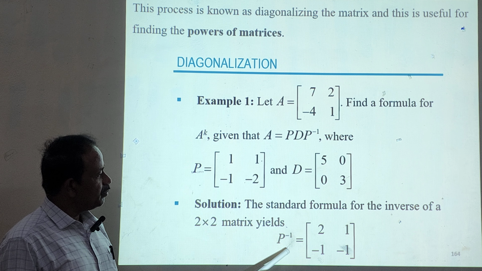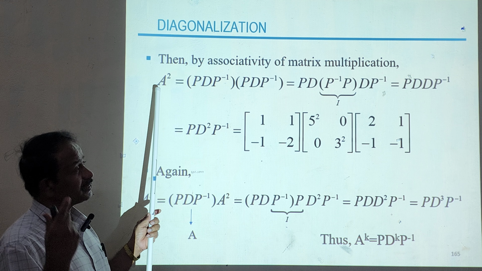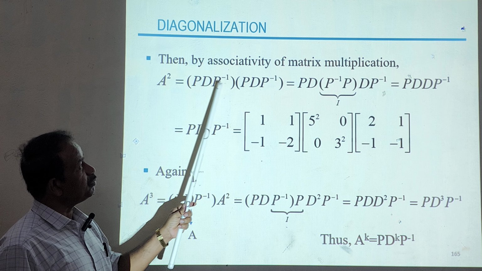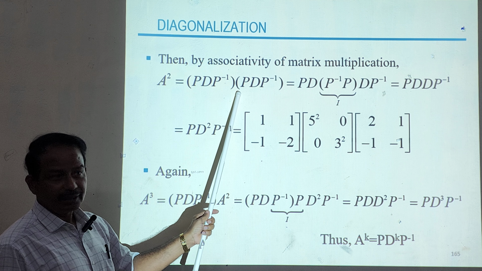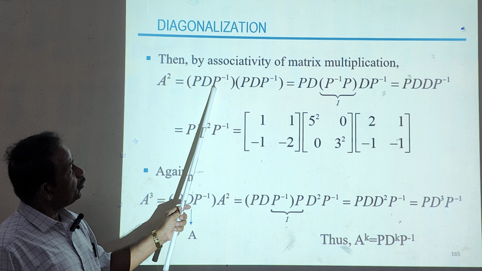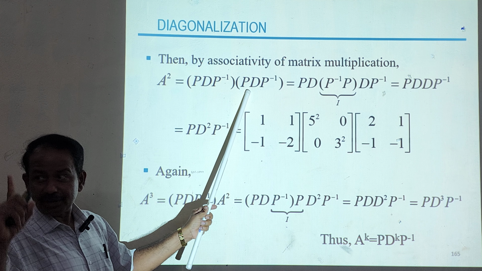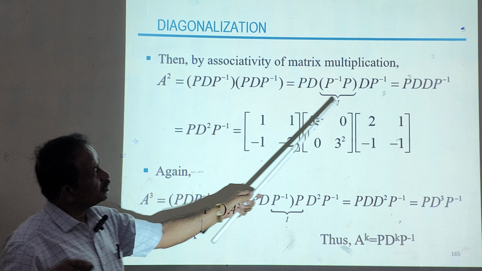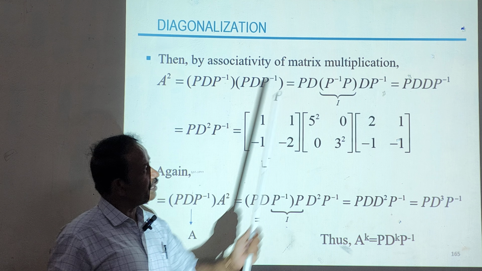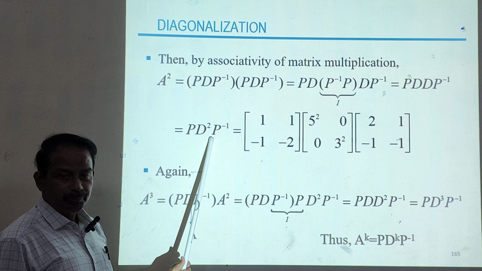Now we have found out P inverse. Now we are going to find out the powers. A squared equals A multiplied by A, that is P D P inverse, P D P inverse. P inverse P will give you the identity matrix. P inverse P will give you the identity matrix. D multiplied by D will be D squared. So we have P D D P inverse. Is it okay? So P D squared P inverse.